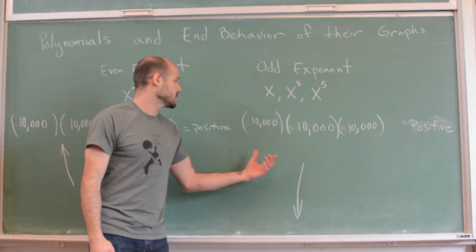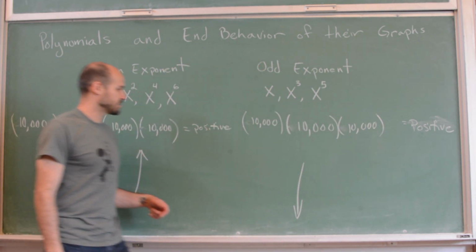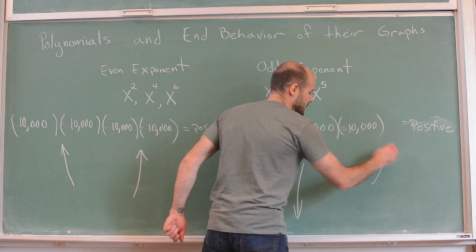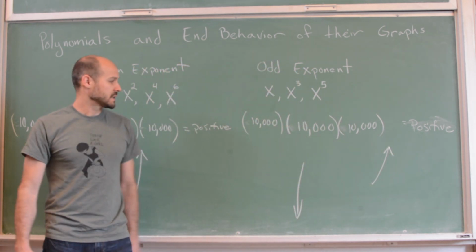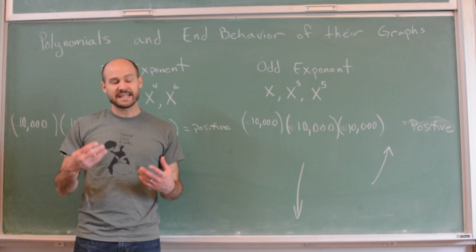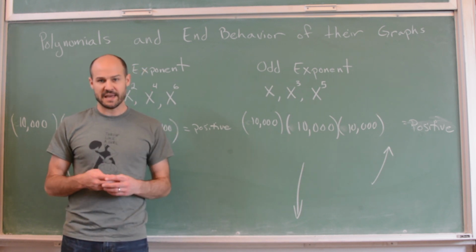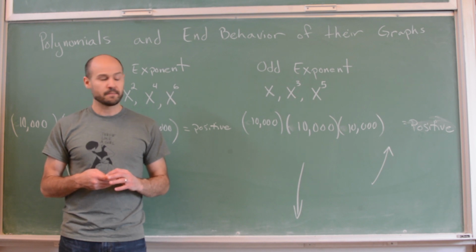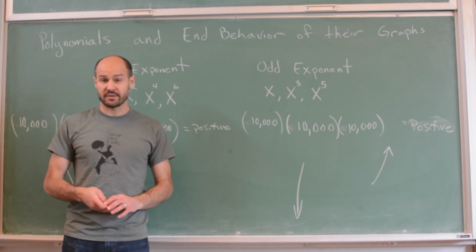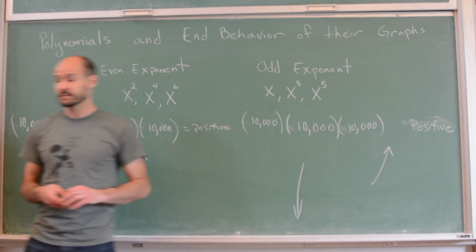So similarly to our end behavior of our even exponent terms, the end result to the right is positive. So that's how the even or the odd changes the result of the end behavior of our graphs of polynomials. There's one more thing to take into consideration. We'll look at that now.